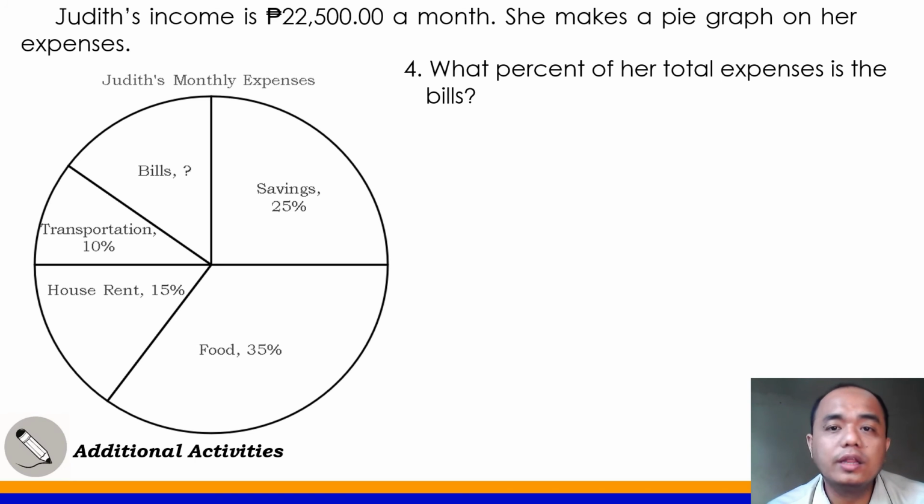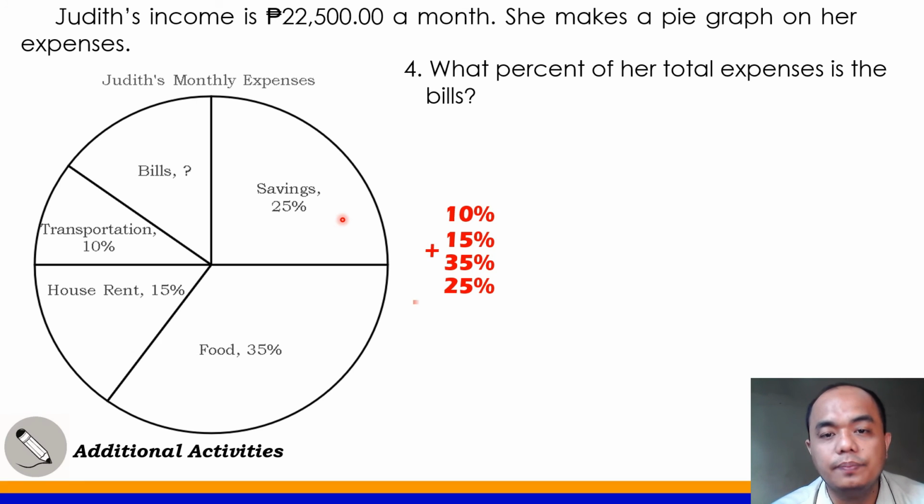Number 4, what percent of her total expenses is the bills? If you notice dito class, wala ibinigay na percent. So, katulad din kanina sa assessment, meron ding problem like this one. So, i-add muna natin ito lahat, tapos i-subtract sa 100. Yung difference nila ay magiging bills na portion. Ito yung class. We have 10% for transportation, 15% for house rent, we have 35% for food, and 25% for savings.